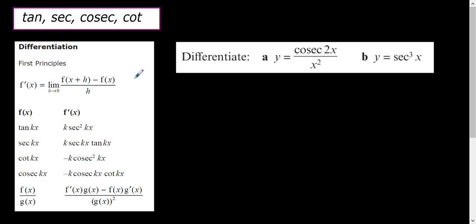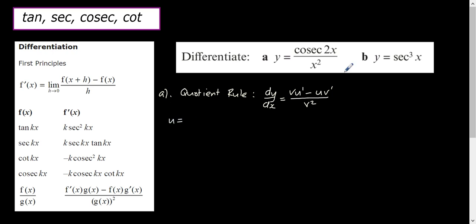So here we have a question. Differentiate y equals cosec 2x over x squared. How do we differentiate when we have a fraction of two functions of x? We use the quotient rule. Now again, just to repeat, it's good practice to write down the quotient rule every time you use it. Then the examiner knows what you're doing, even if you mess it up, which you won't, but even if you mess it up. So v du minus u dv divided by v squared.